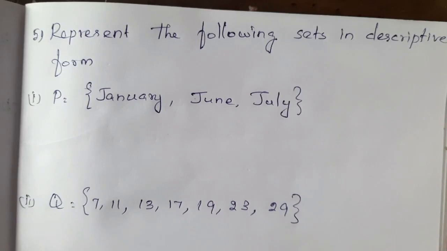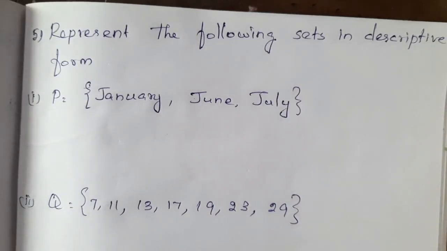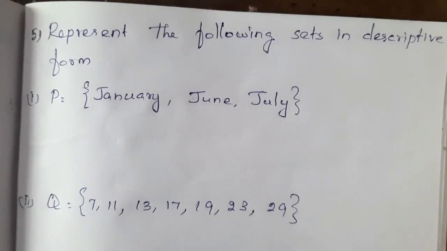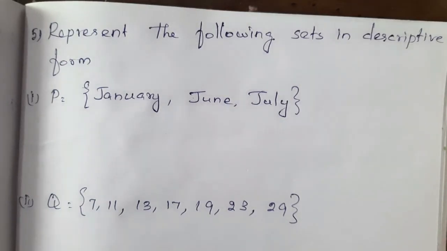Represent the following sets in descriptive form. You know descriptive form means we are going to describe in words. That is known as descriptive form. P equal to January, June and July. How can we write it? What is the similarity there? Yes, all the months start with J. You have 12 months. Can you find any other month starting with J from January to December? No, only these 3 months start with J.